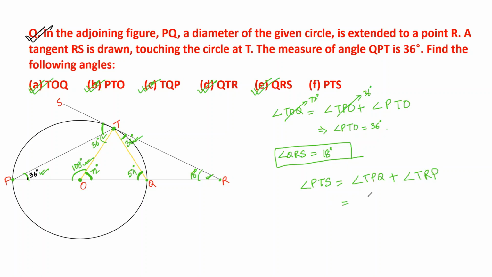From this, we can write angle TPQ to be 36 degrees and angle TRP to be 18 degrees. So from this, angle PTS would be 54 degrees.